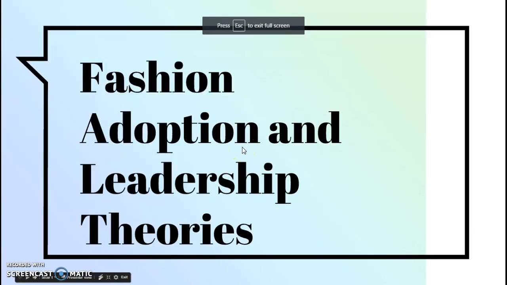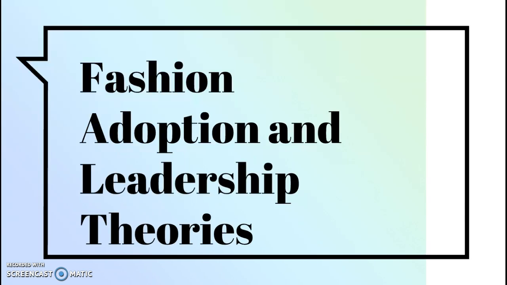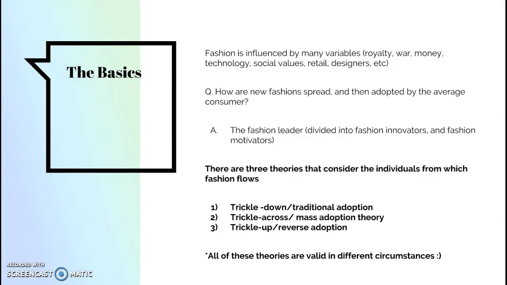So Unit 2, Activity 3 is taking the theory of the fashion cycle a little bit further, and it covers how fashion gets adopted by consumers and who helps that along. So what you need to know is the fashion leader is the person that causes fashion to be adopted. And it's influenced by many variables: royalty, like Kate Middleton, war, money, tech, social values, designers.